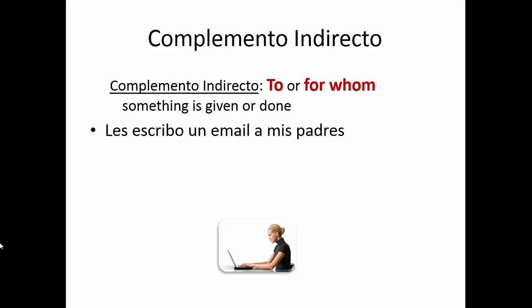To figure out what a complemento indirecto, or indirect object pronoun, is in a sentence, you have to figure out to or for whom something is given or done. A lot of times if you ask whom, you can figure out what the indirect object is in a sentence.